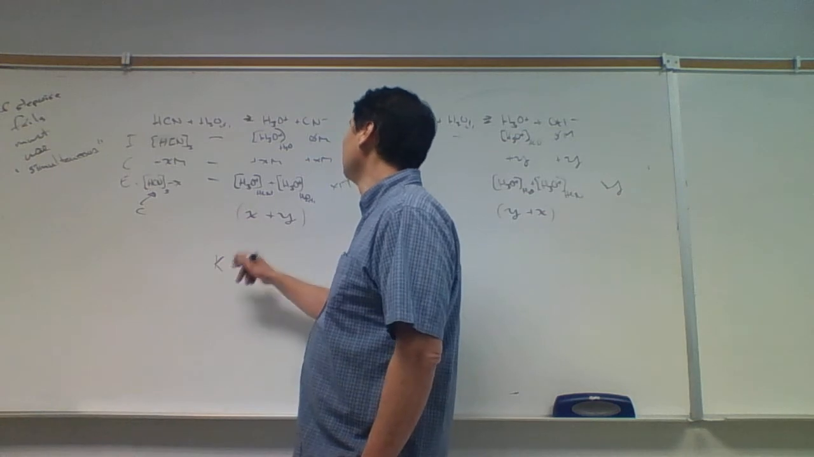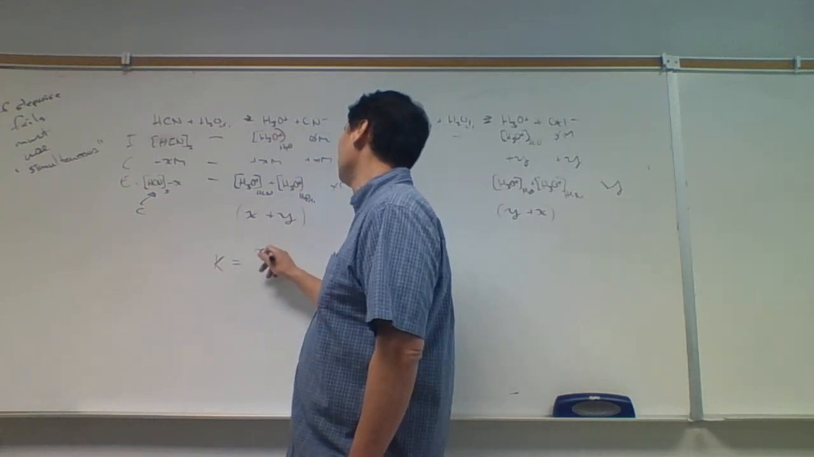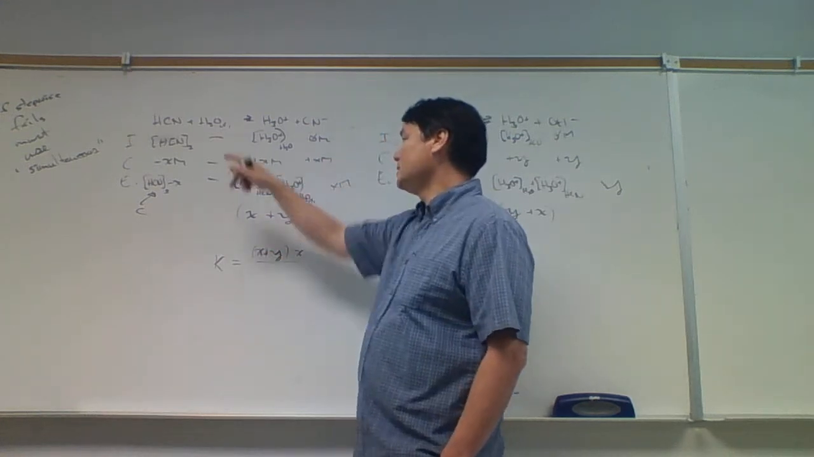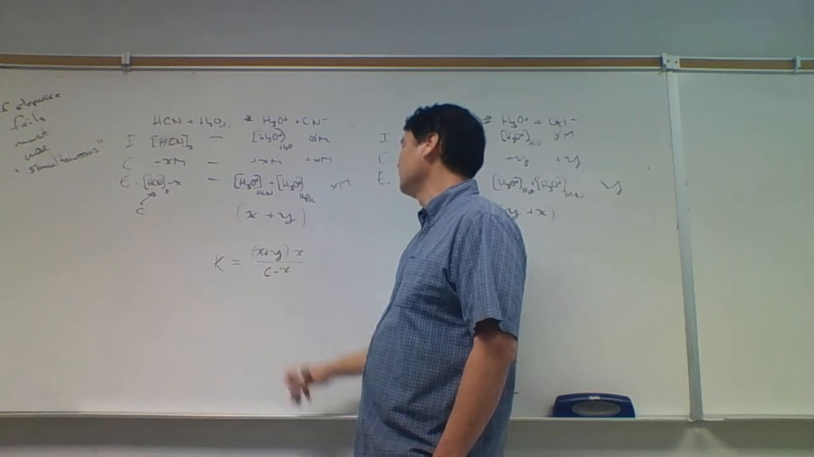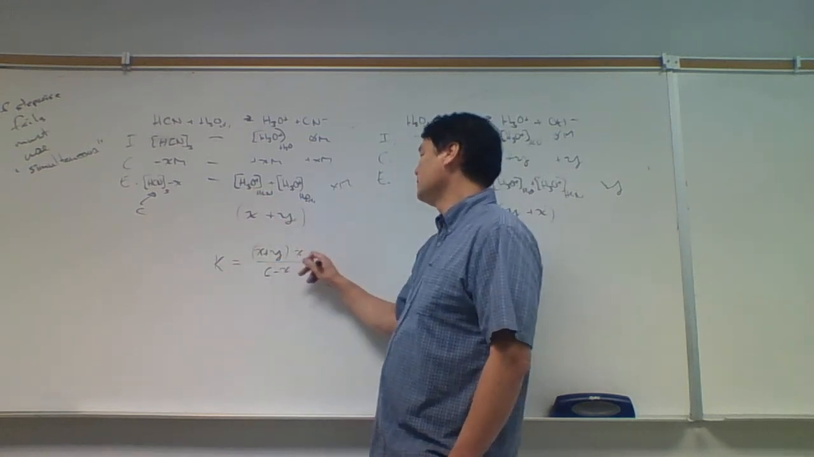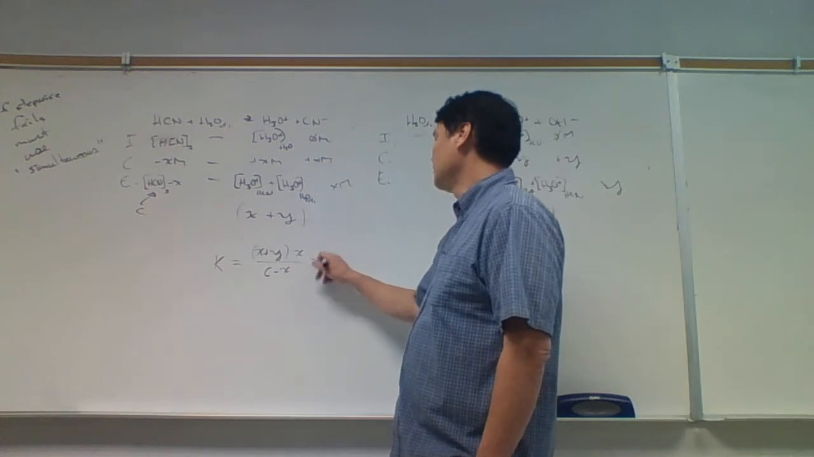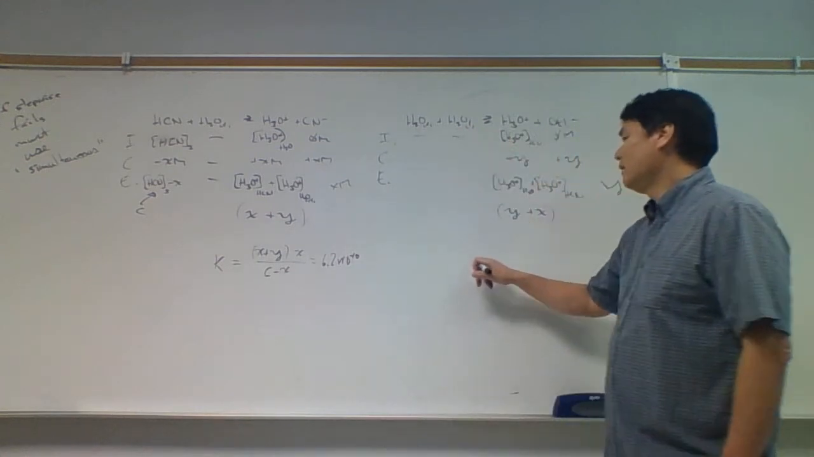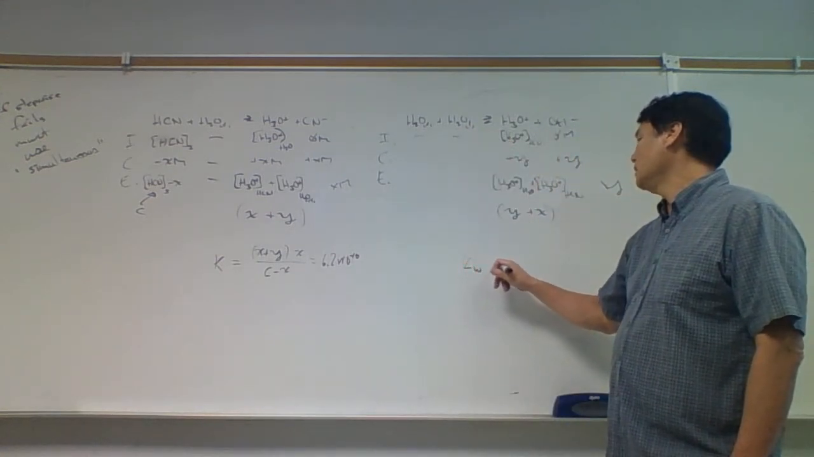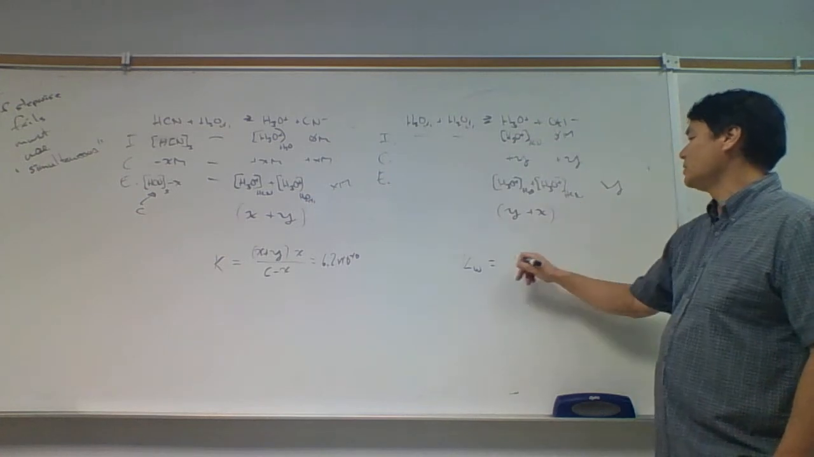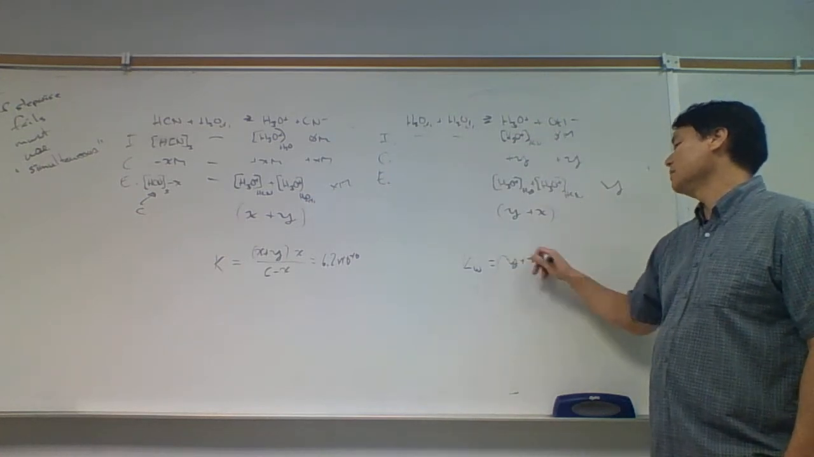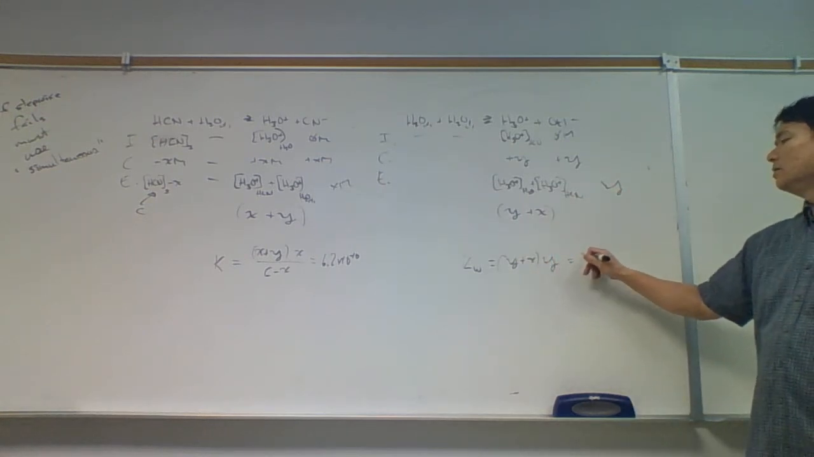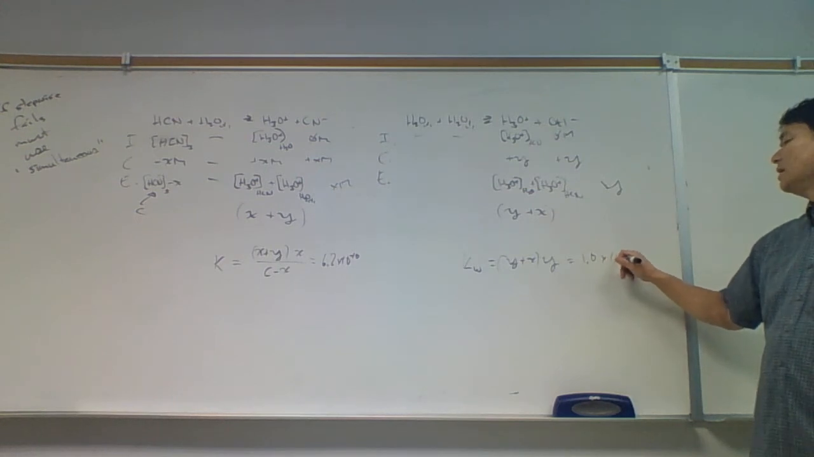And so the K here is going to be the hydronium ion concentration, which is X plus Y, times the cyanide concentration, which is X, divided by the HCN concentration, which is C minus X. This is the K for HCN, and this is going to equal 6.2 times 10 to the minus 10. And then over here we're going to have KW. KW is going to be the hydronium ion concentration, Y plus X, or X plus Y, doesn't matter, times Y. And this is going to equal 1.0 times 10 to the minus 14.